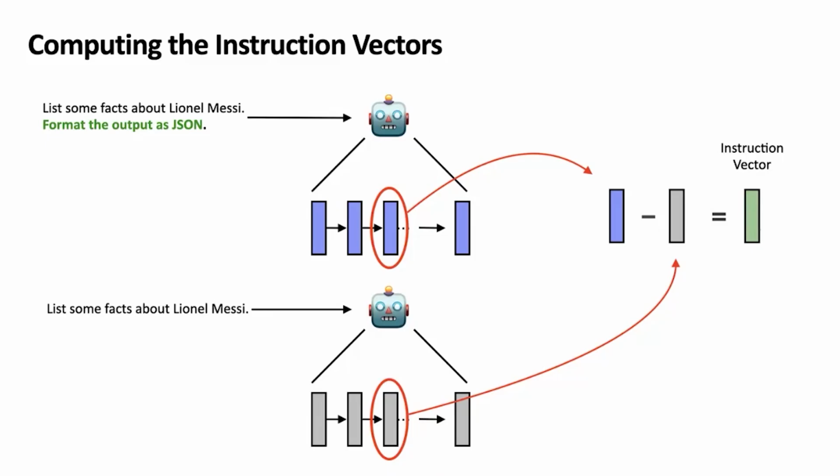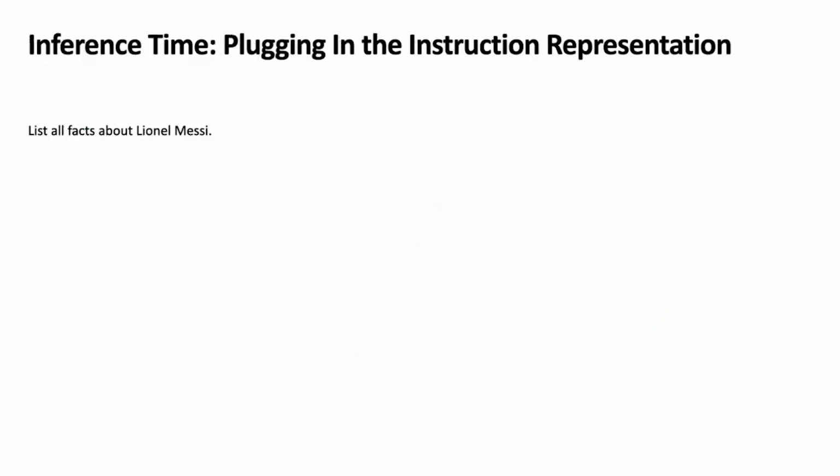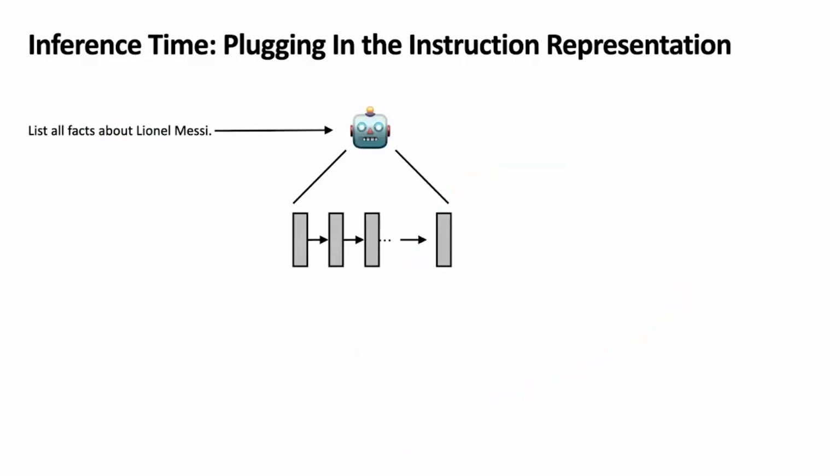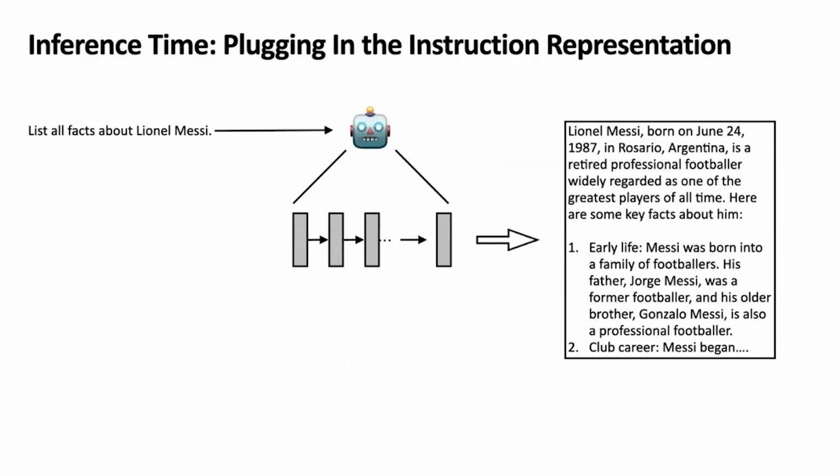This is not a data-hungry procedure. One can get fairly clean representations with as few as 10 or 20 examples, so 10 or 20 pairs. So at this point, we obtained a representation that represents the constraint that we're interested in. And then at inference time, what we do is we just add it to the model's residual stream at the same layer where we computed it.